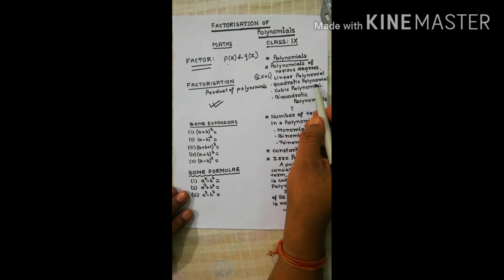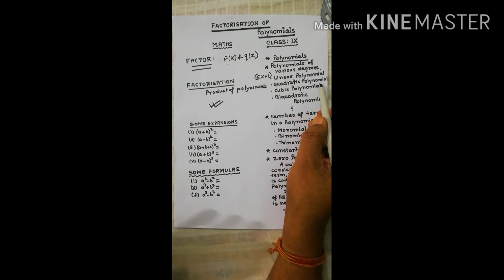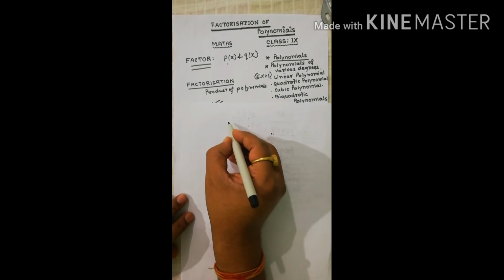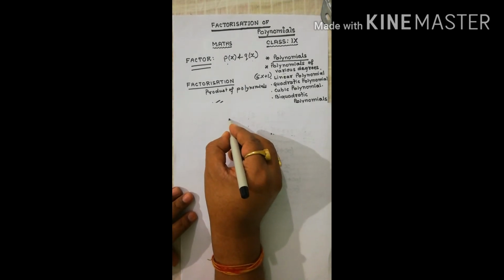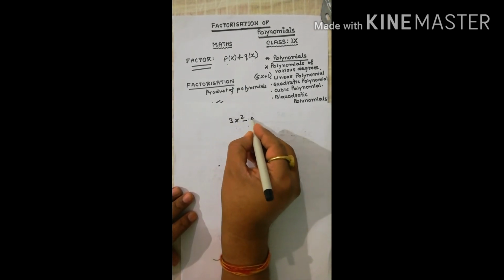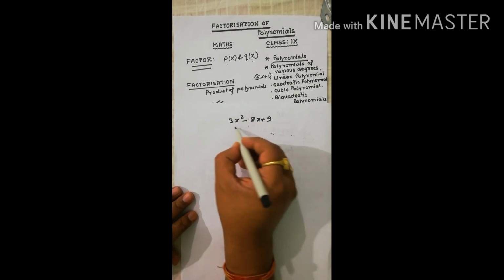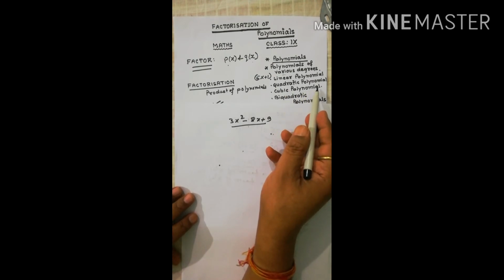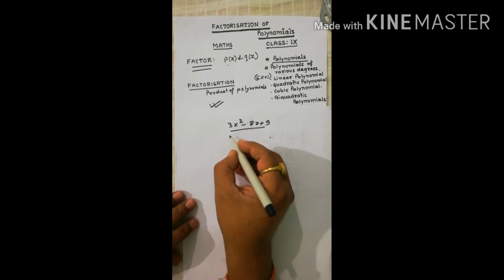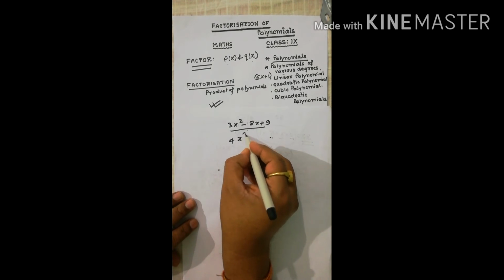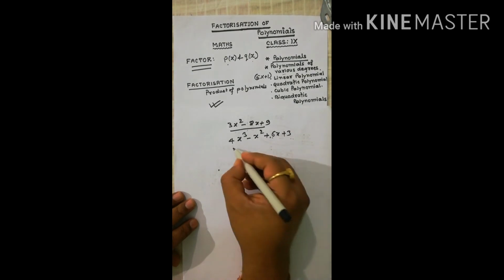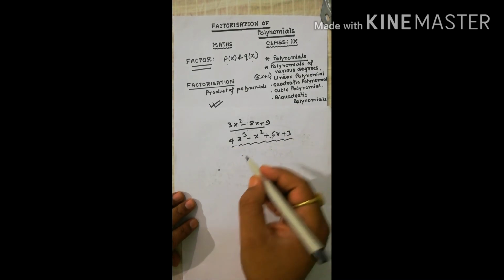What is quadratic polynomial? A polynomial of degree 2 is called a quadratic polynomial. What is the example of a quadratic polynomial? 3x square minus 8x plus 9. This is a quadratic polynomial. Cubic polynomial. A polynomial of degree 3 is called a cubic polynomial. For example, 4x cube minus x square plus 6x plus 3. This is a cubic polynomial.